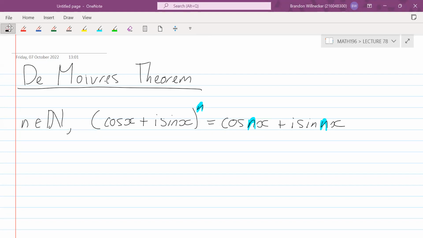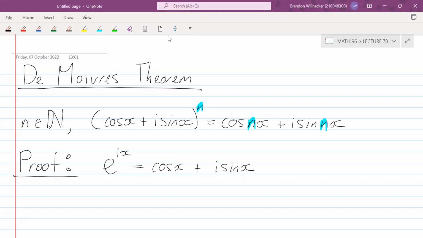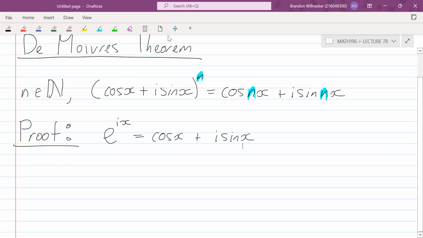The proof is very simple. We just need to use Euler's formula that we looked at last time. Remember that e to the ix can be written as cos x + i sin x. That was Euler's formula. Now on the left-hand side, we have (cos x + i sin x) to the nth power, but we know that cos x + i sin x is e to the ix. So the left-hand side is (e to the ix) to the nth power.